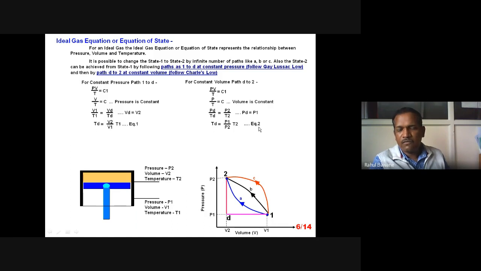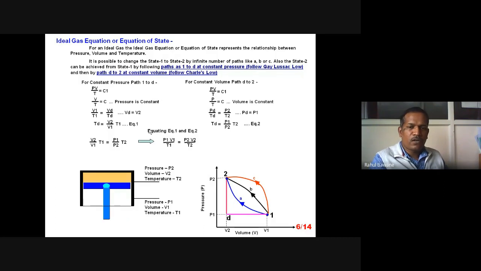Now equation 1 and equation 2 both have the Td value. As the left hand sides are the same, definitely the right hand sides will be the same. So we can say V2/V1 multiplied by T1 must be equal to P1/P2 multiplied by T2. Now we have to rearrange this. So after rearrangement, we find that P1V1/T1 is equal to P2V2/T2. This is the final form we receive.